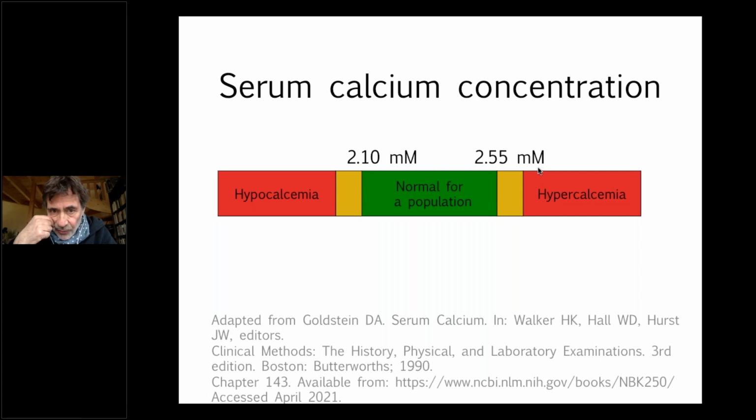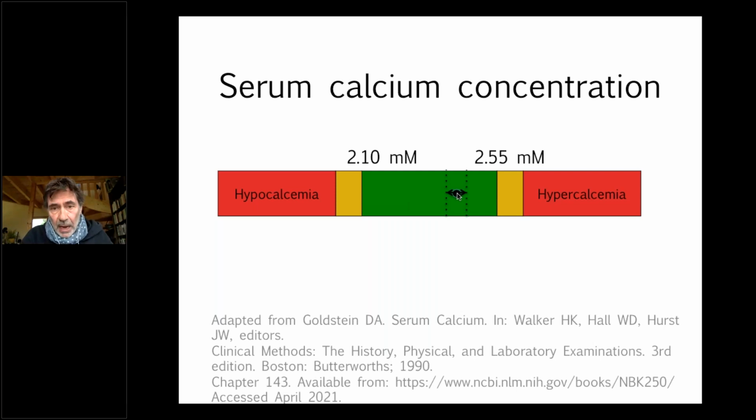This range is for a population. If we consider not a population, but an individual, for example an individual with a reference value for calcium at 2.40, the reference range for this individual will be more narrow, because in a normal individual, blood calcium never deviates from the reference value more than 2%.